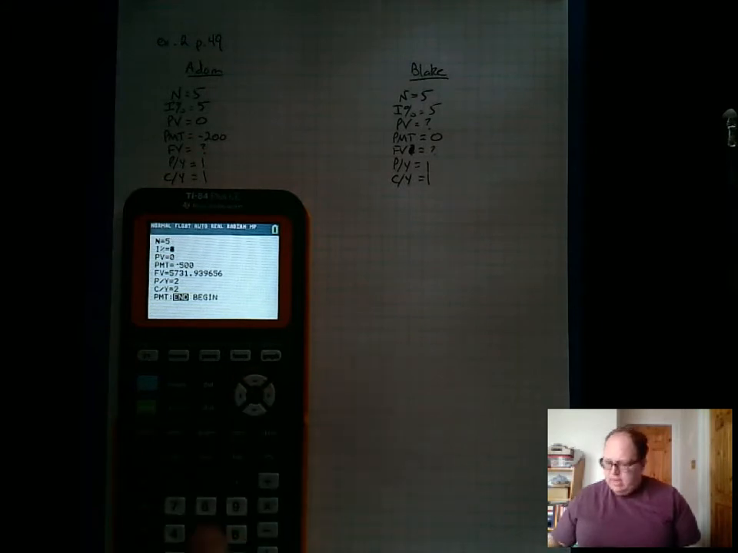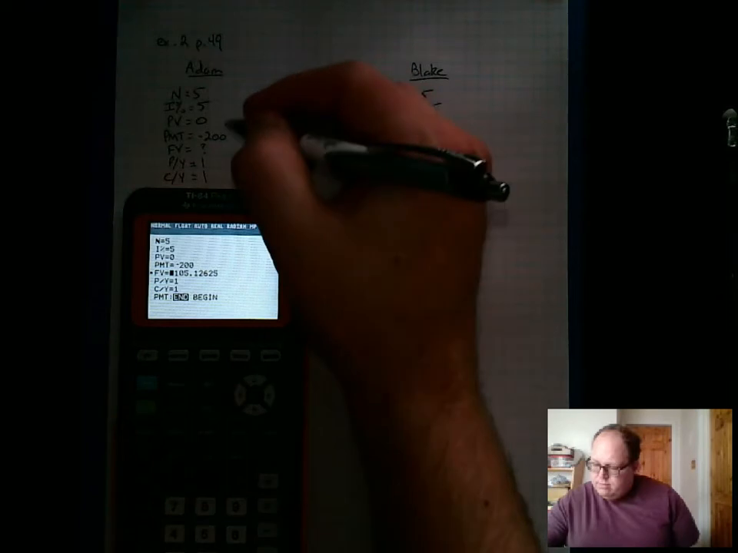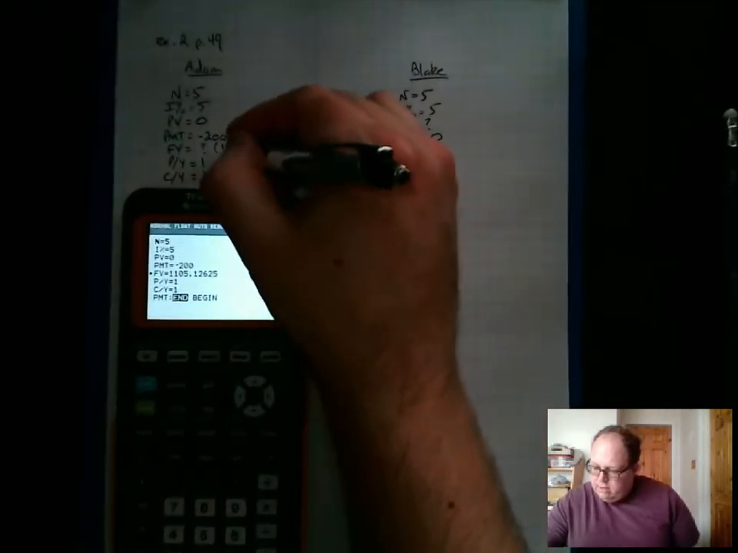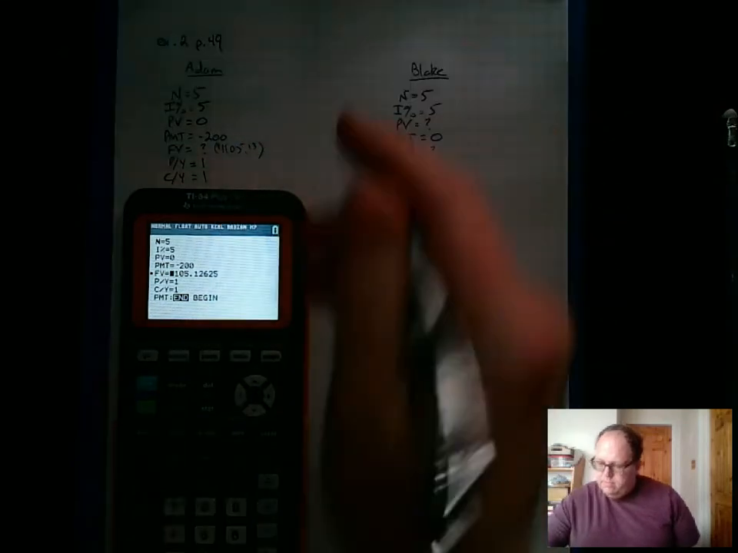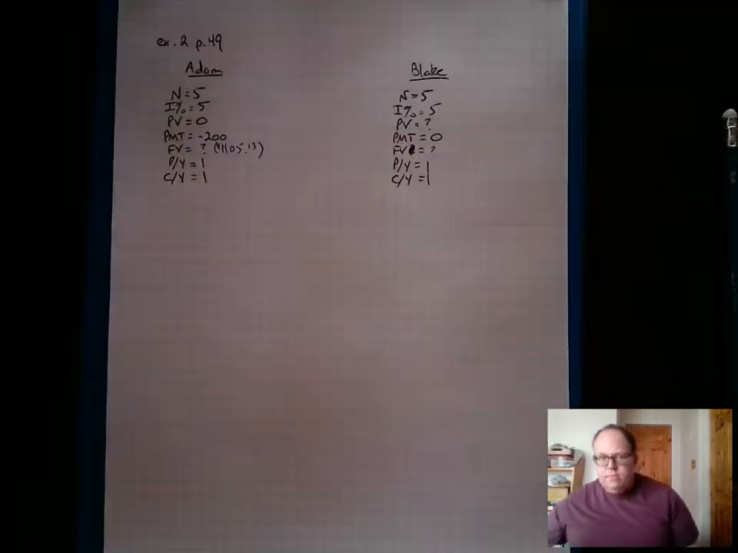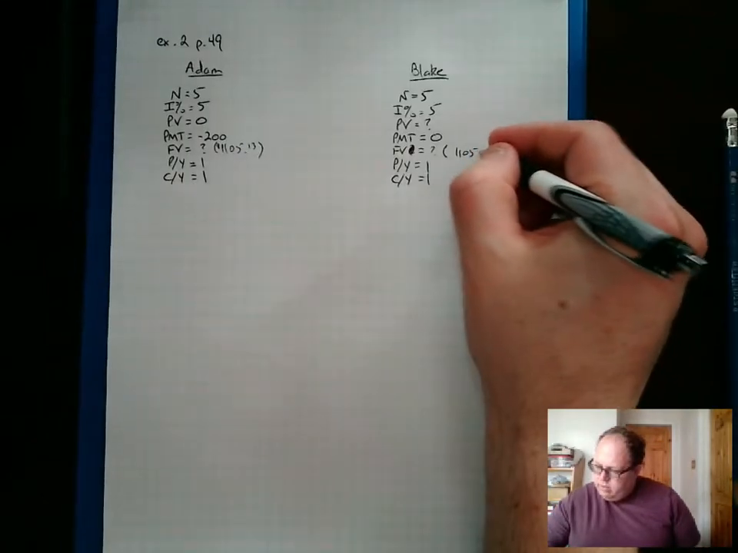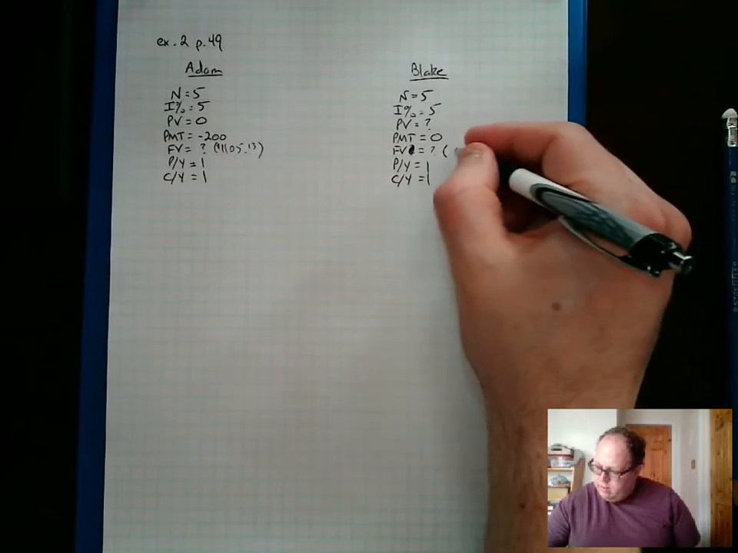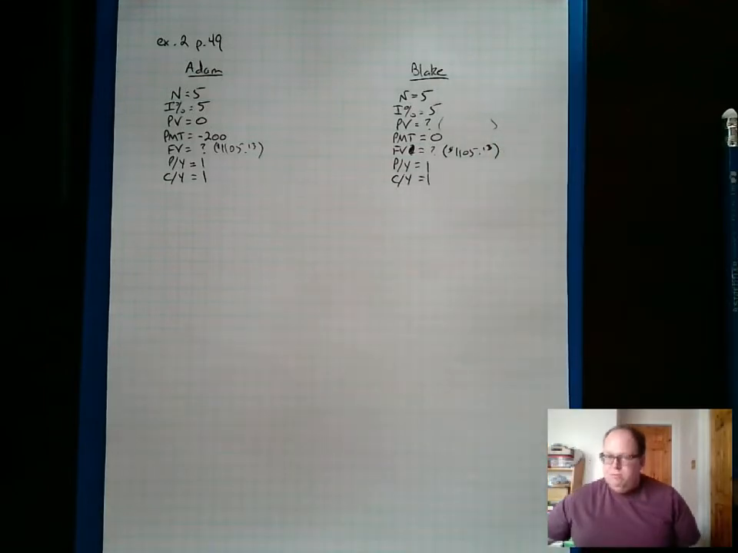N equals 5, I equals 5, present value is 0, regular payments of $200 being paid once a year. At the end of 5 years, Adam will have $1,105.13. Now we were also told that Blake was going to have the same amount, so we can just set that equal there. And then that gives us enough to figure out what Blake first invested.